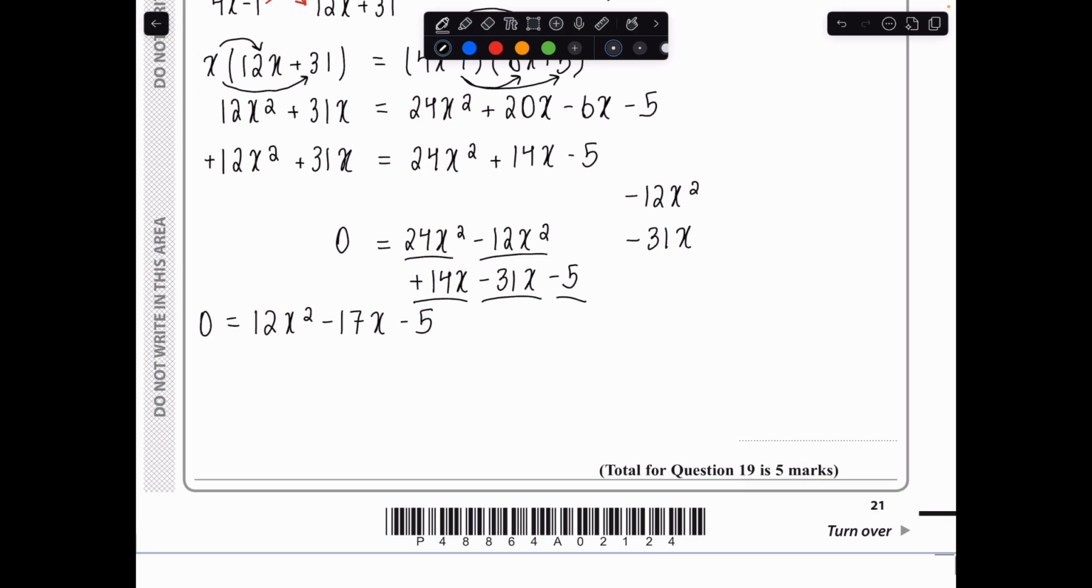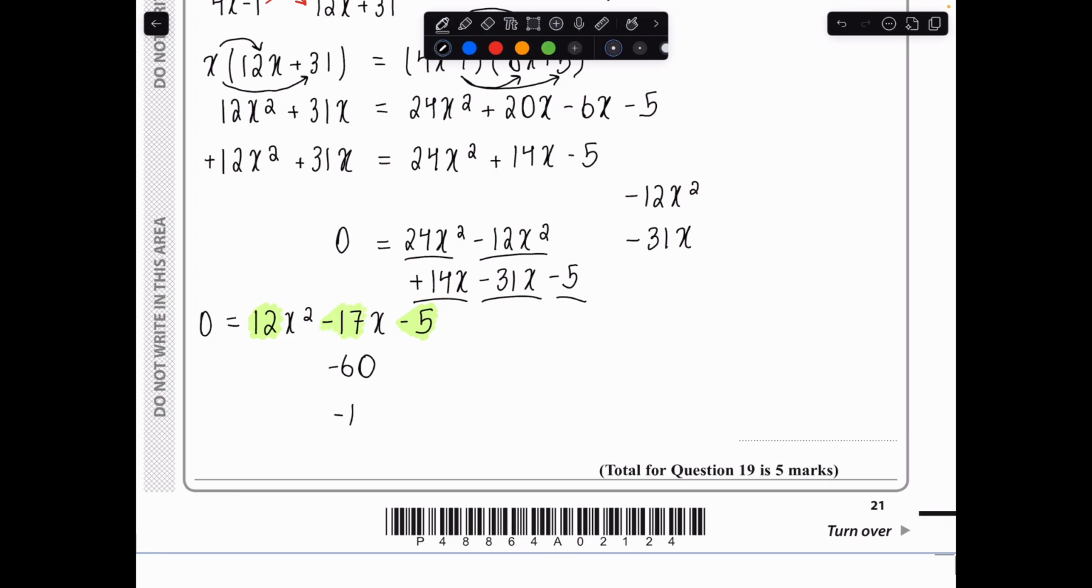And to do that, we need to factorize. Now, there are many different ways you can factorize. Personally, I prefer the method where you times the coefficient of x squared by negative 5. So in this case, it's 12 times by negative 5. That gets us negative 60. Then we have a negative 17 here.